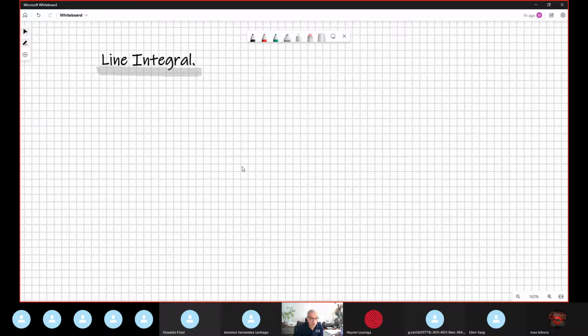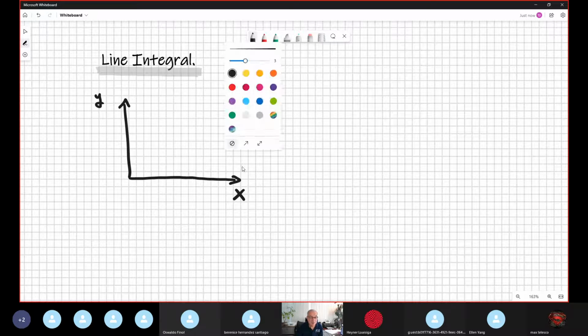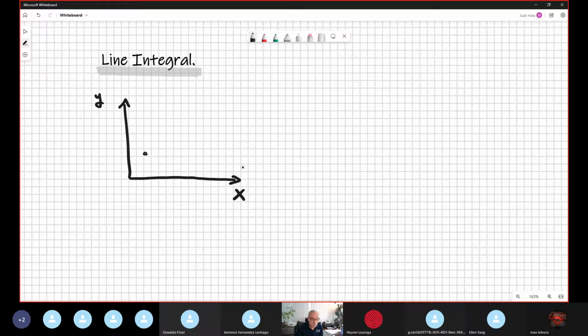But to understand the definition of line integral, let me explain the geometric meaning, and after that, we want to discuss it. For example, we have one point here, P1, we have another point here, P2, we have a curve connecting both points. This is the curve. C is a curve.